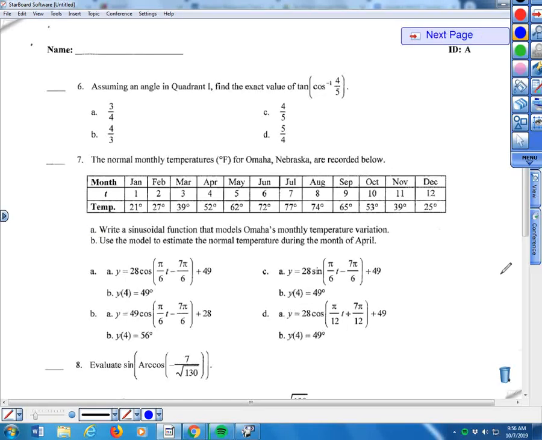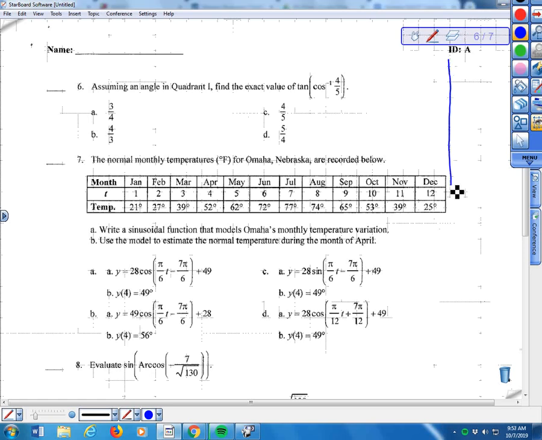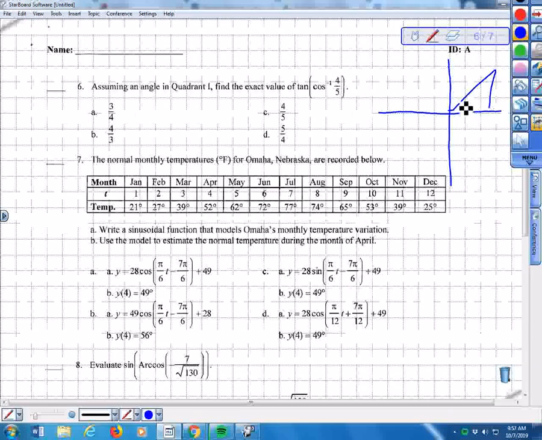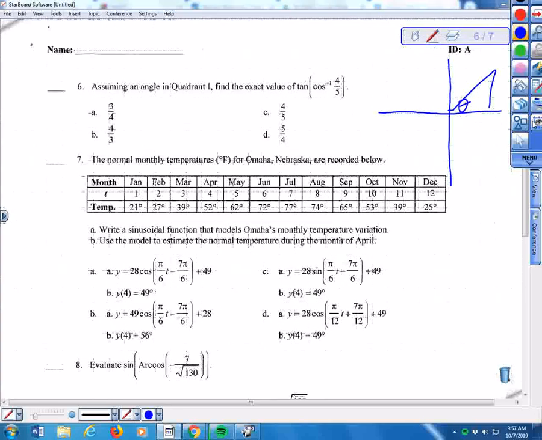All right. Assuming an angle in quadrant 1, I'm just going to do this. There's theta. Find the exact value of tangent of inverse cosine 4/5. Well, inverse cosine 4/5 would be labeled like this, or I can fill in this as my height. Now if I do tangent, it's 3/4, tangent of that angle.